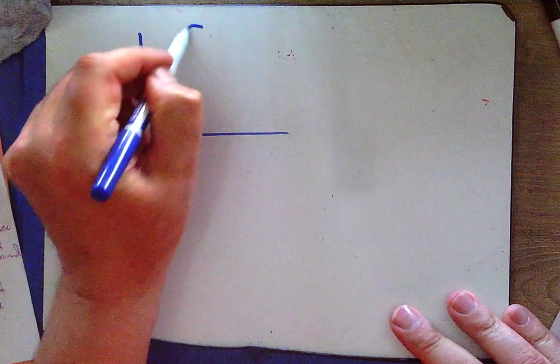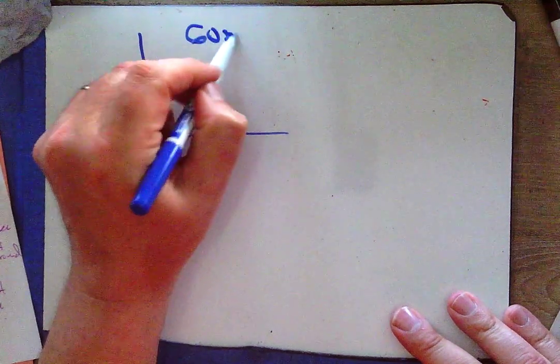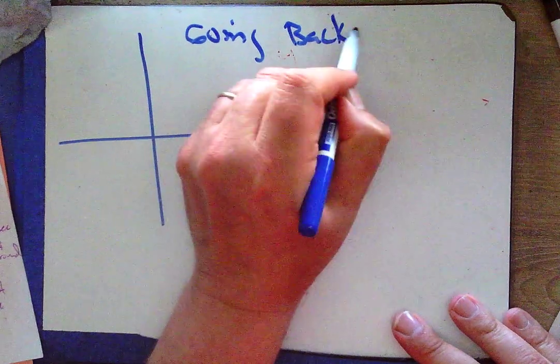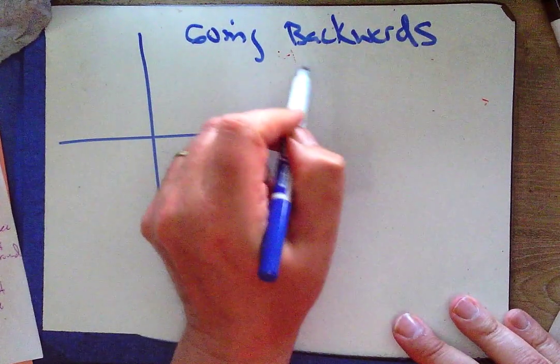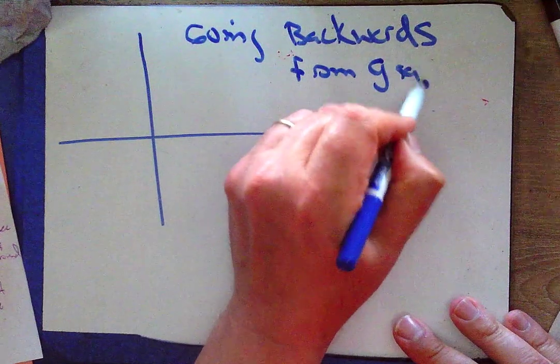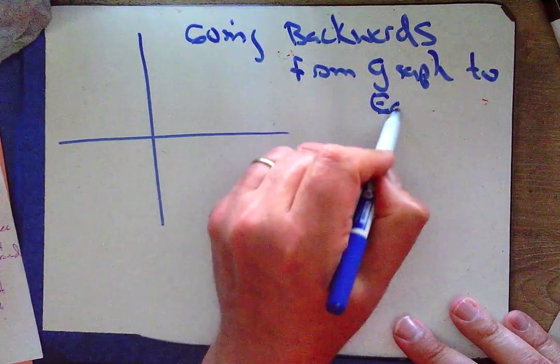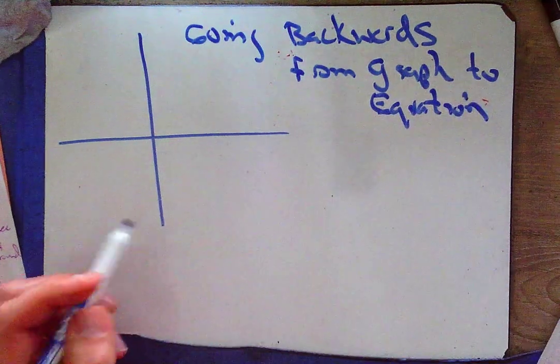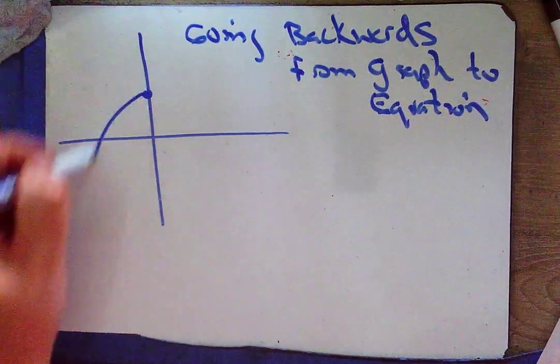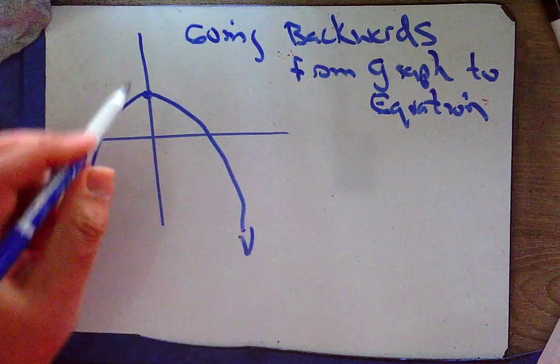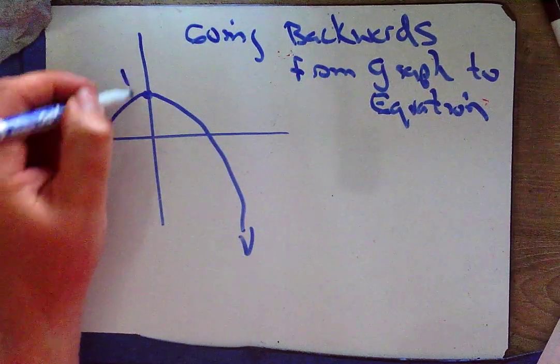But what happens if we want to go backwards? What happens if we're given a graph and we're asked to write the equation? Well, let's look at some situations. So, for example, this one. Going backwards from graph to equation. Okay, so let's start with this. Nice and gentle. This is -1, this is 1, this is 1.